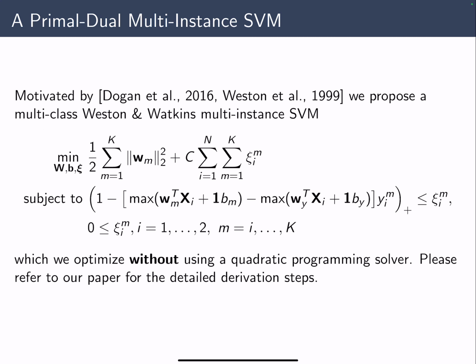Motivated by the Weston and Watkins single instance SVM, we propose a multi-instance support vector machine that can be optimized without the use of a quadratic programming solver. We utilize the alternating direction method of multipliers by way of an augmented Lagrangian in our paper. Please refer to our paper for the detailed derivation steps for solving this Weston and Watkins multi-instance support vector machine.